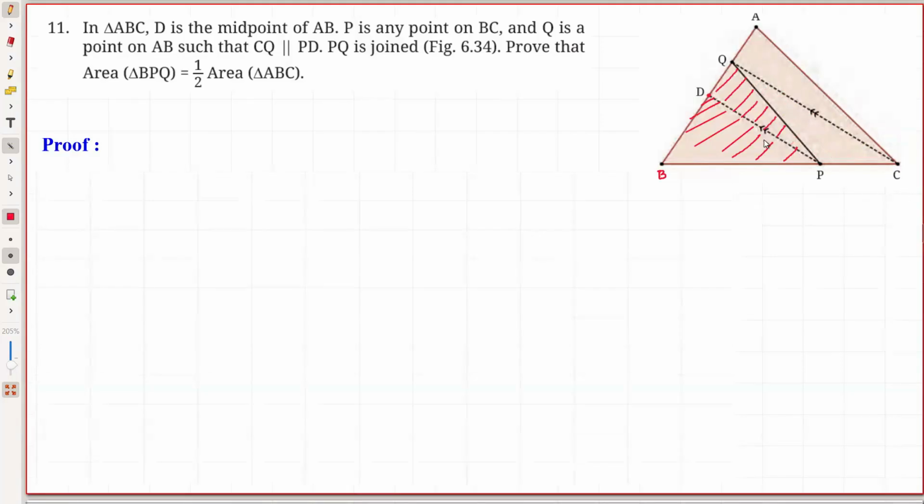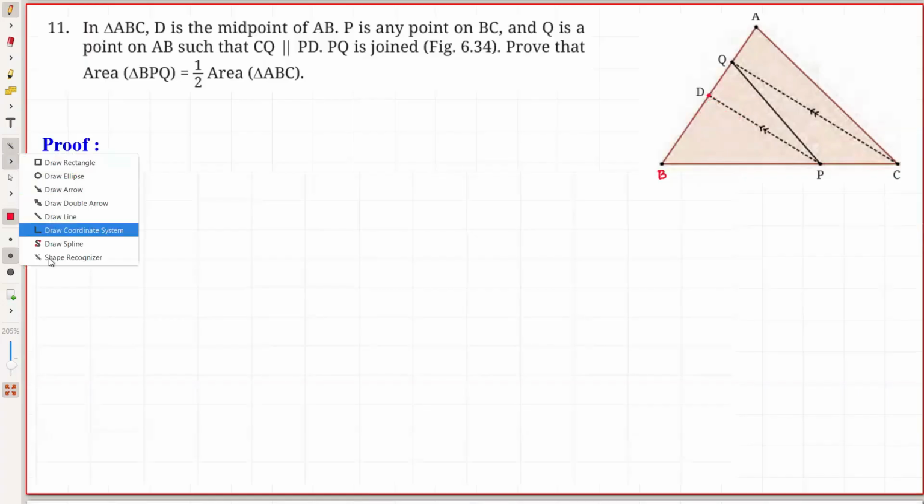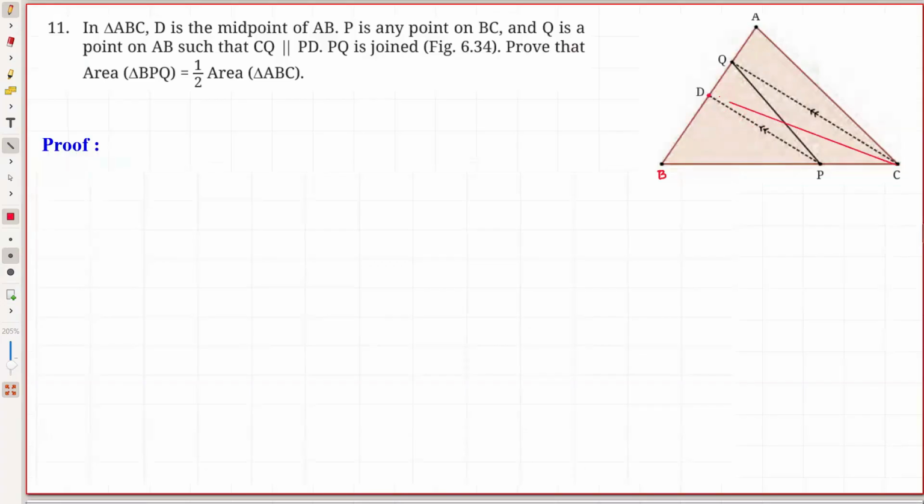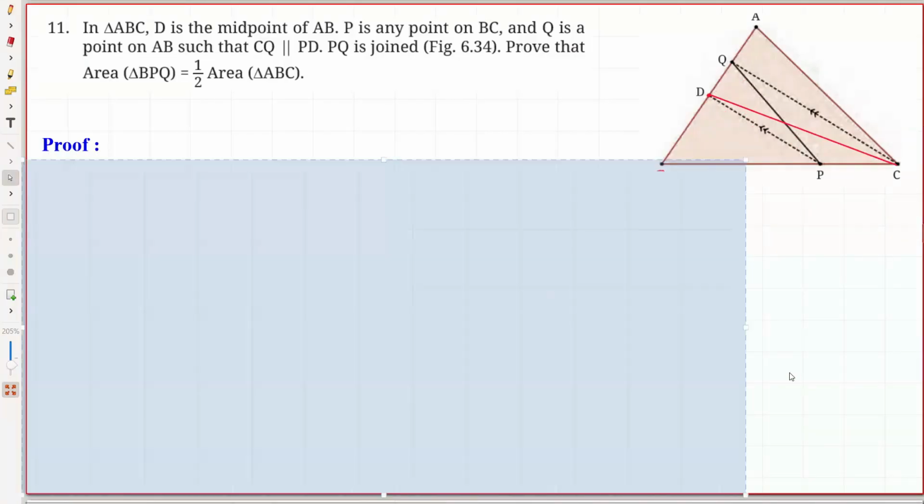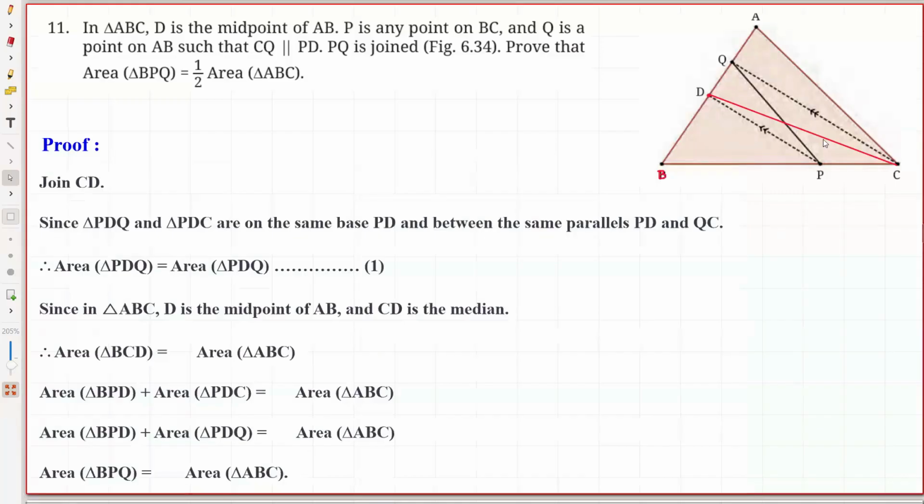For proving this, I have to do one construction. Directly we will not get the answer. I'm going to draw the construction. I'm going to join C and D. This is the construction: join C and D. Right, so now let me show the proof. The first step, I'm just joining C and D.